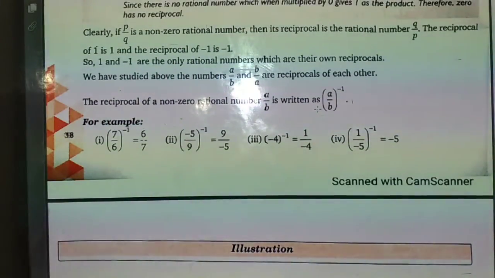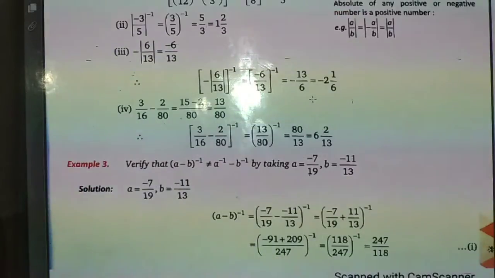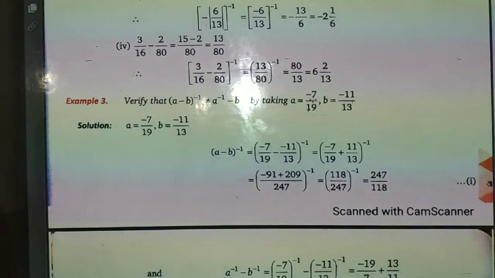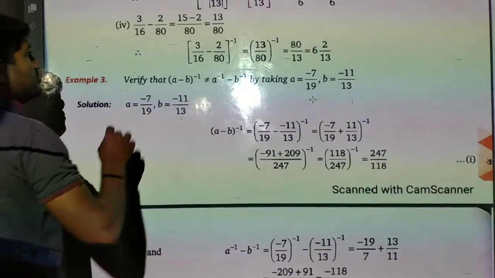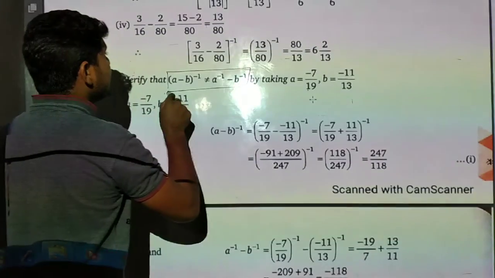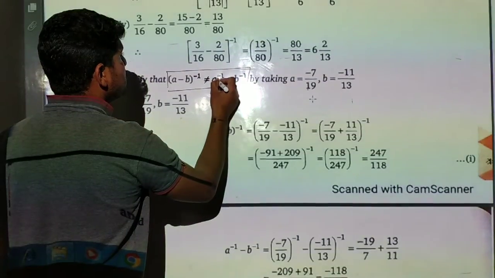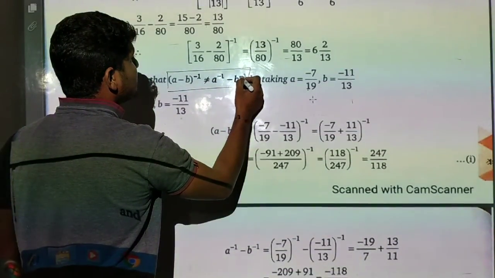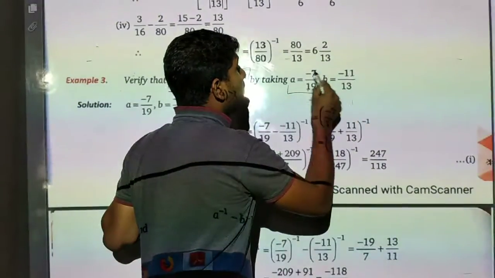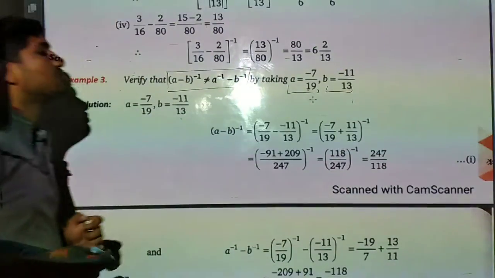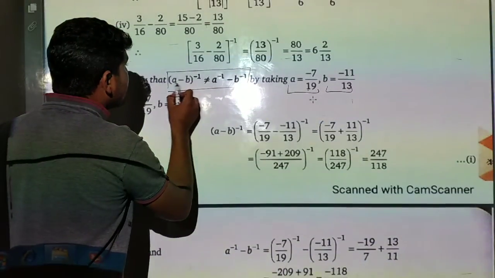Now let us solve a question. Verify that (a minus b) raised to power minus 1 is not equal to a raised to power minus 1 minus b raised to power minus 1. We have given a equal to minus 7 by 19 and b equal to minus 11 by 13. First of all we will find a minus b.